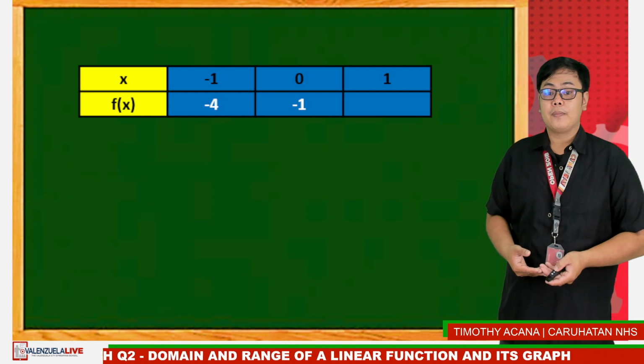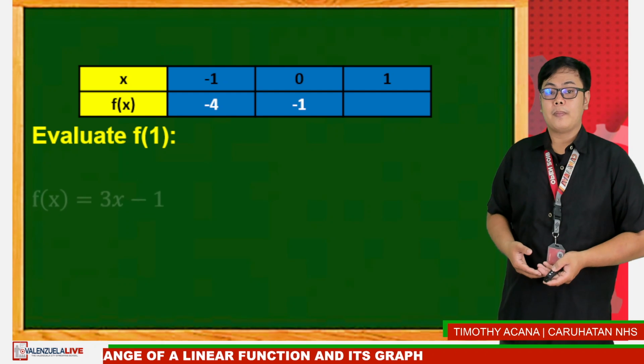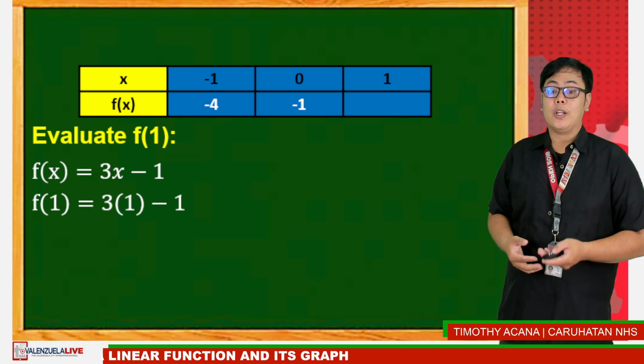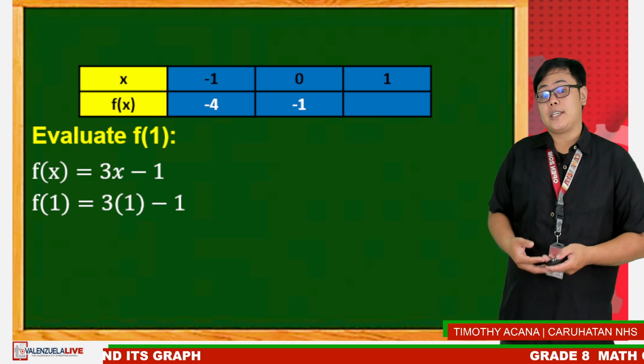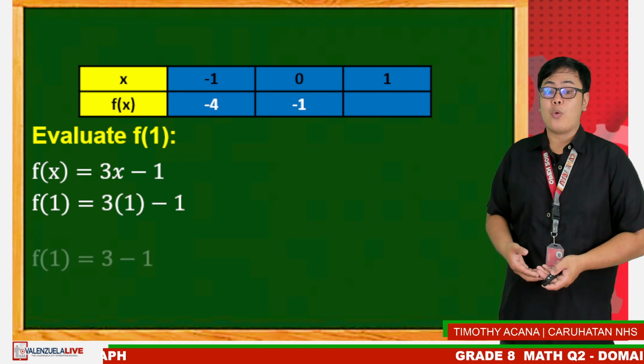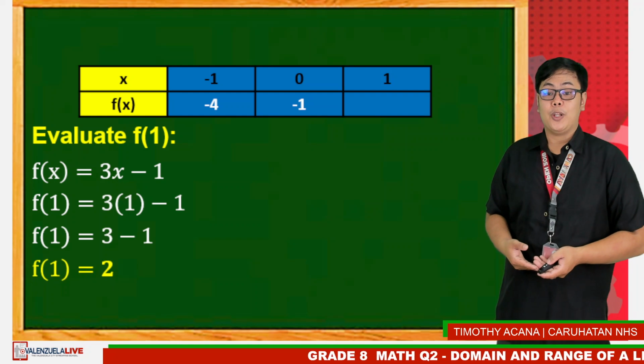And lastly, evaluate f(1). f(1) is equal to 3 times 1 minus 1. 3 times 1 is equal to 3, and 3 minus 1 is equal to 2. Therefore, f(1) is equal to 2.